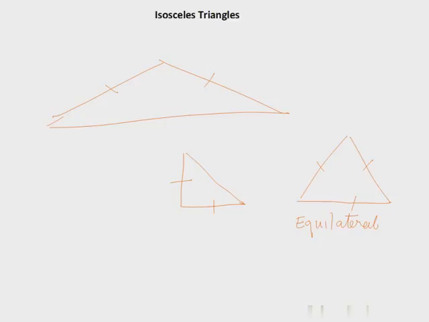It doesn't have to be equilateral, but it can be equilateral. So isosceles triangles is a larger set which contains equilateral triangles within it.